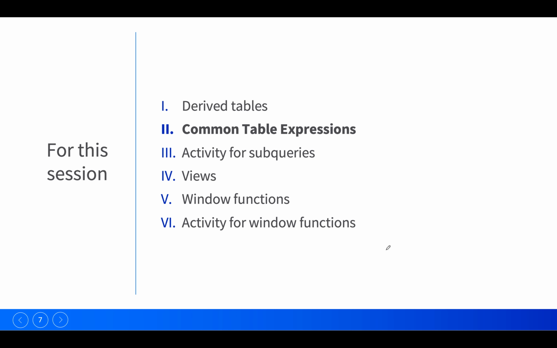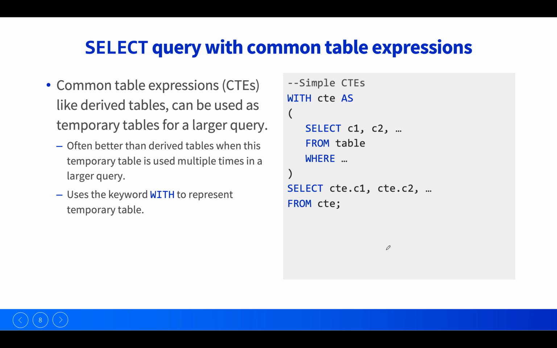Next, let's move on to another kind of temporary table, which we call common table expressions. A select statement with a common table expression is fairly similar to a derived table in the sense that they can be used as temporary tables for a larger query. Often though, CTEs are better than derived tables when the temporary table that we make use of is used multiple times in a larger query. And personally, I do prefer common table expressions because of how they are structured compared to a derived table.